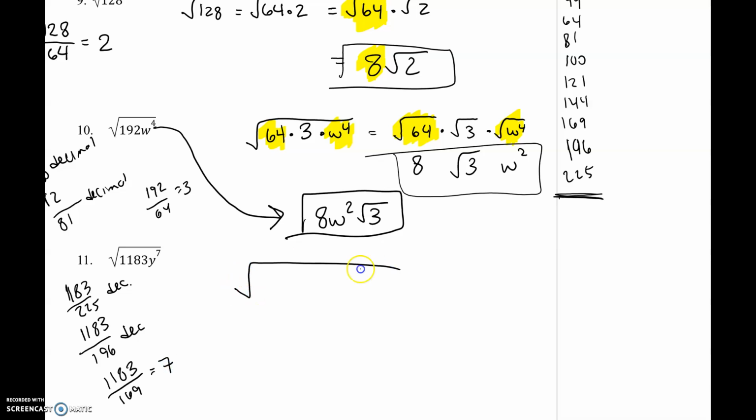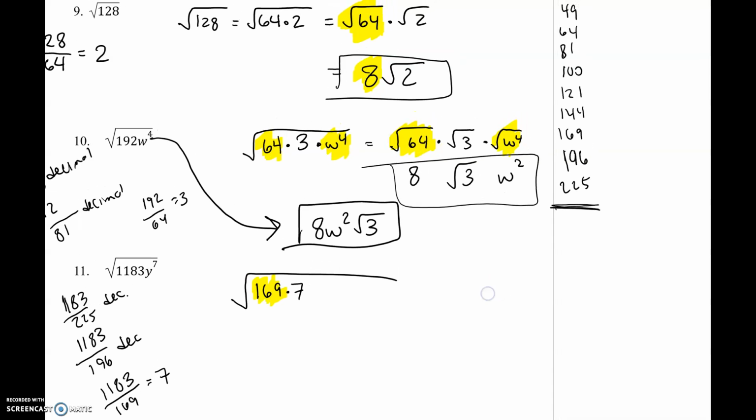So we can take 1,183 and rewrite it as 169 times 7. Because, why do we want to do that? 169 is a perfect square, and we can simplify that. Now we look at the variable. This time the exponent is odd, so we have to do a little bit of work. It stinks, but it's not the worst thing in the world. We can rewrite y to the 7th as y to the 6th times y, where y to the 6th is a perfect square because it's got an even exponent.